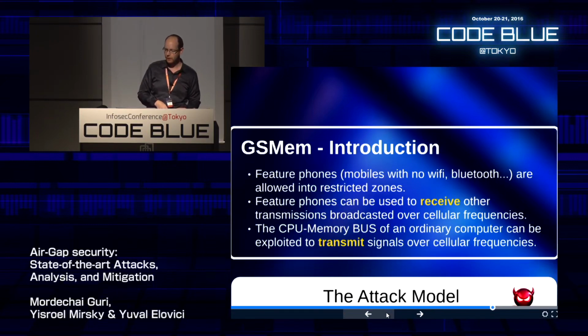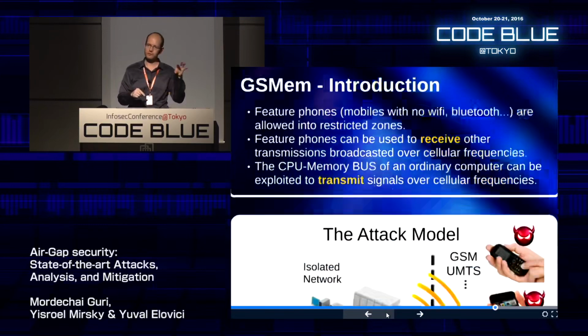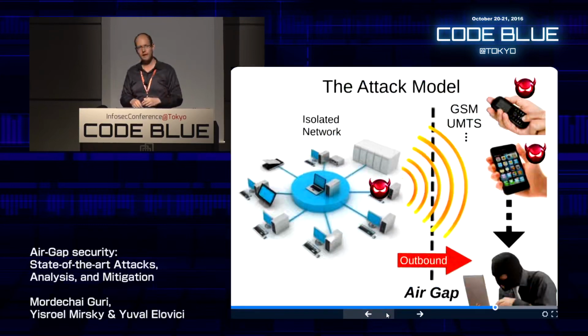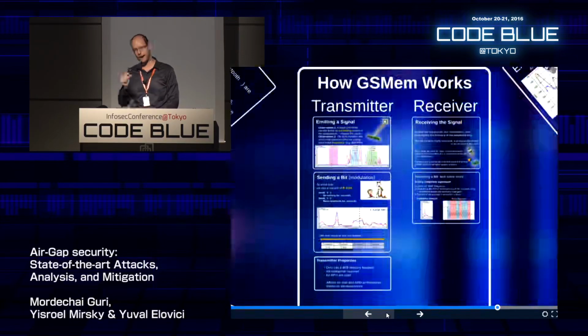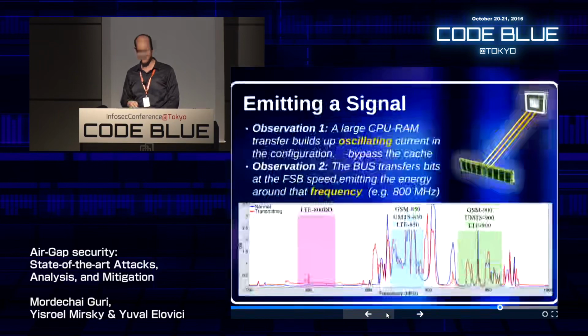What we found is that the CPU to memory bus, in other words the channels going between the CPU and the memory registers, actually act as a very good antenna. The idea is that we have the computer send information between the CPU and the memory, and that emits radio waves, and that can be picked up by either a simple phone or a more intelligent phone, or even a very highly catered radio device.